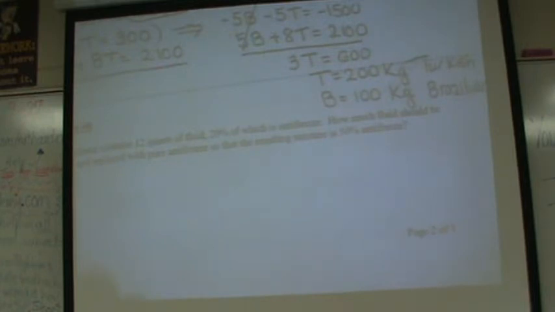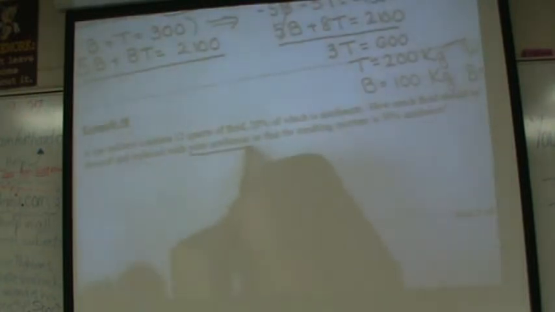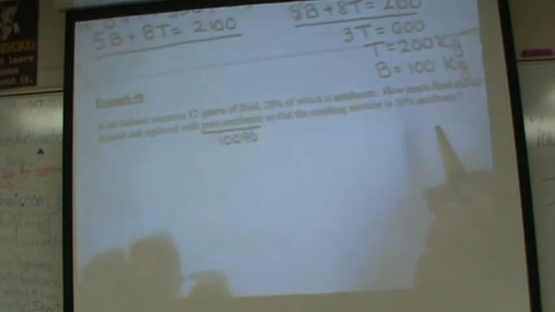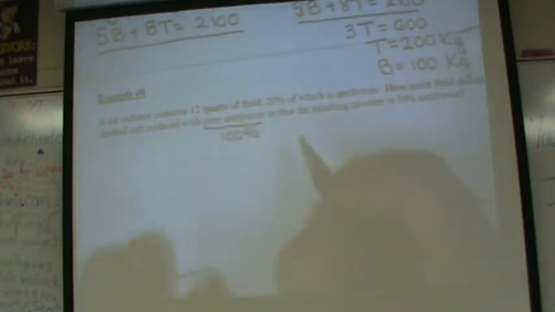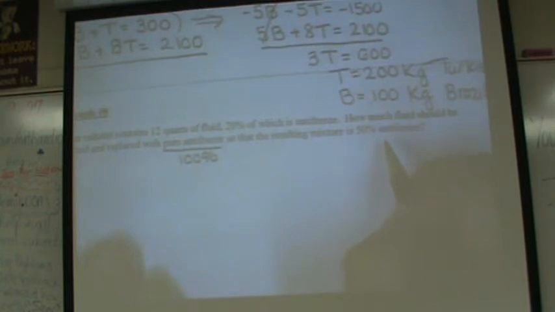It's 100% with pure antifreeze. The word pure antifreeze is 100%. When you see pure antifreeze, that's 100%. I'm looking for the number and I didn't see it. Pure means 100%. We want our new mixture to be 50%.